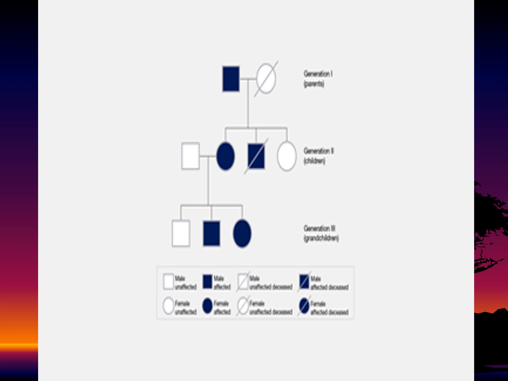2 of them are affected. 1 male who is now deceased. 2 females. 1 is affected, and this one is not affected. The one that is affected married an unaffected man and transmitted the disease to 2 of the children, while 1 is not affected in the 3rd generation.